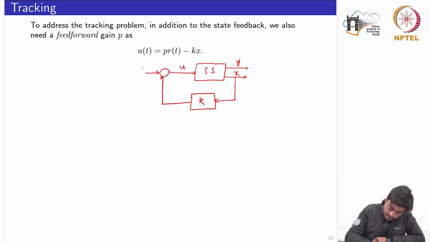Let's say this is 0, or say for example, let's put it R of t. So this would be plus and minus. So here U would become R of t minus K times X. But here we have also introduced another degree of freedom by P, which would turn into another gain P on the reference signal R. Okay, so now we have two degrees of freedom for designing the controller. One is the state feedback gain K, and another is this P. So this is the control structure.